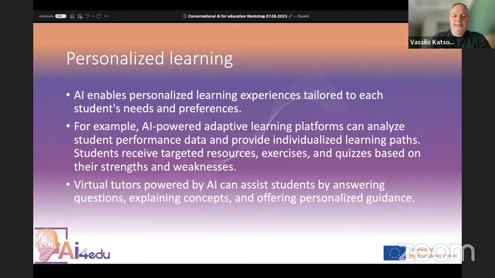Personalized learning: the AI systems analyze previous student performance data, and they can provide learning paths with targeted resources, exercises, quizzes, that are based on the strengths and the weaknesses of the students. And virtual tutors are able to answer questions, like the ones that we will see with ChatGPT, explain concepts and offer personalized guidance.